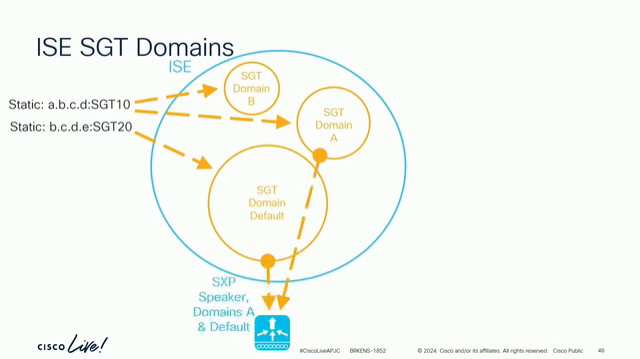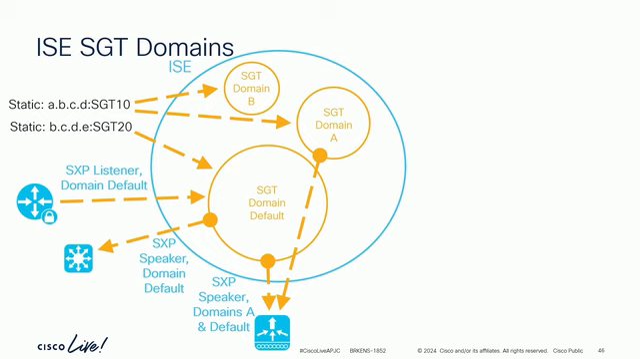And when we configure SXP connections from ICE, this is a speaker, so we're sending bindings out to a network device. We're saying I want to send bindings from domains A and the default. So it's just a way that we can segregate and send these bindings where we want to. Another example of ICE listening from a device, and we're putting them into default. And this is an SXP speaker on ICE, just sending the default out to another device. So it's just configurable how you want to do it.